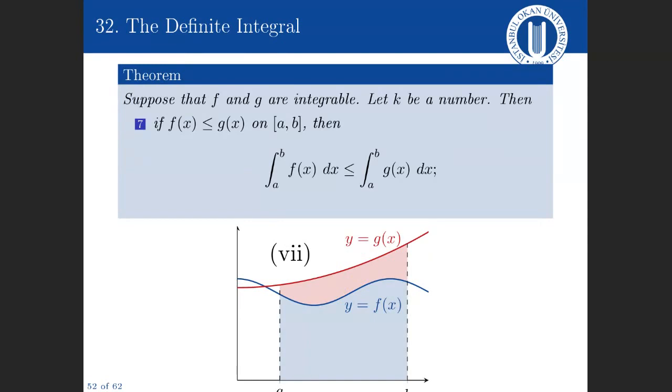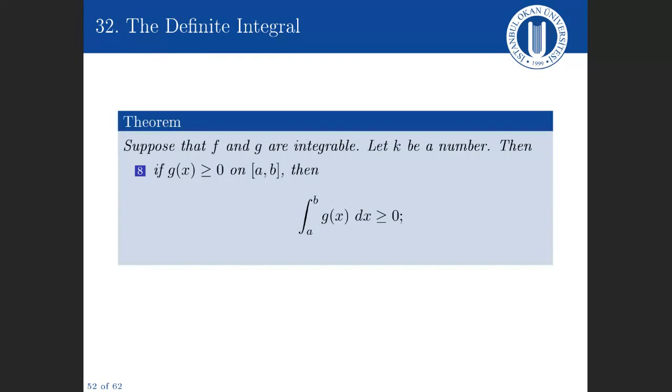Let's suppose we know that, at least on this interval, g is always bigger than f. I don't care what happens over on the left. I don't care what happens over on the right. I only care what happens between a and b. And let's suppose between a and b, g is always bigger than f. But then the integral of g must be bigger than the integral of f. That makes sense. Likewise, if g is always positive, then the integral of g must be positive.